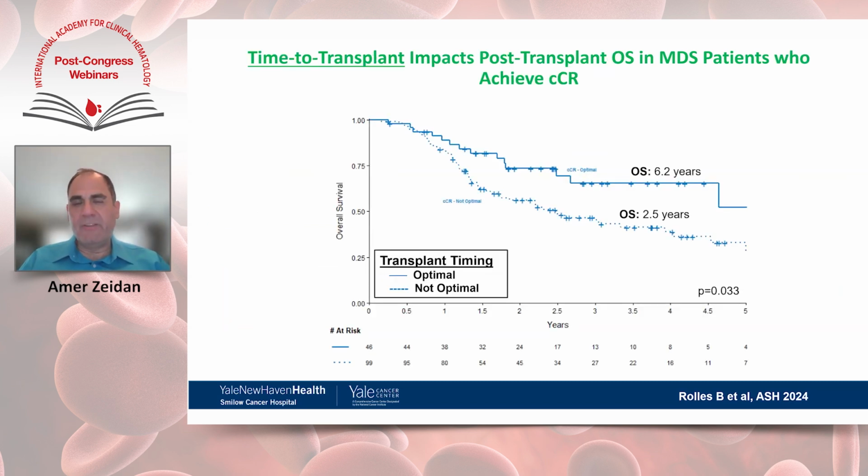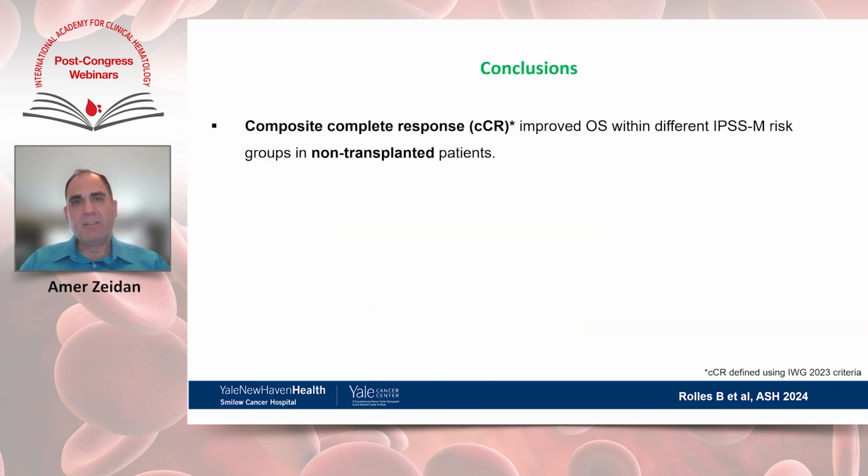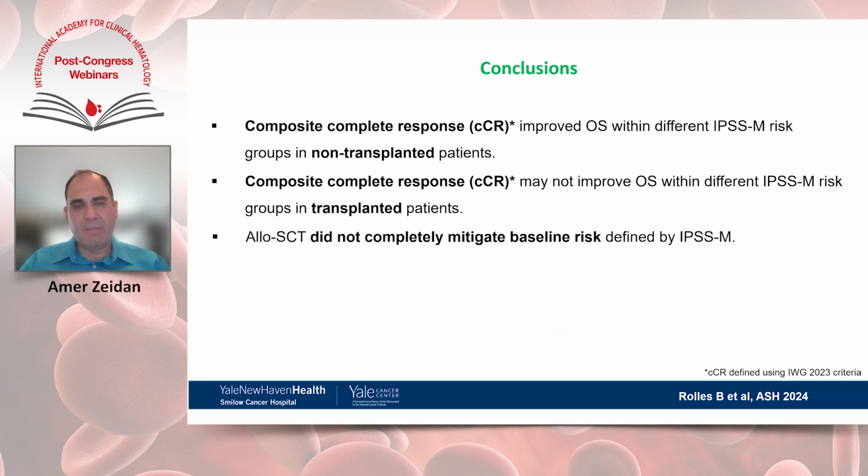And I think the other important feature that came out of this is that the time to transplant is very important. Patients who go to transplant early in their disease course do better than the ones who go at a later time, which is not the optimal time. So again, think of transplant early on in terms of patients who are otherwise fit and eligible for it, and make sure you work with your transplant center to consider every patient for transplant, even if they do not achieve a complete response to HMAs. So those are the conclusions, which basically highlight the main points I mentioned.